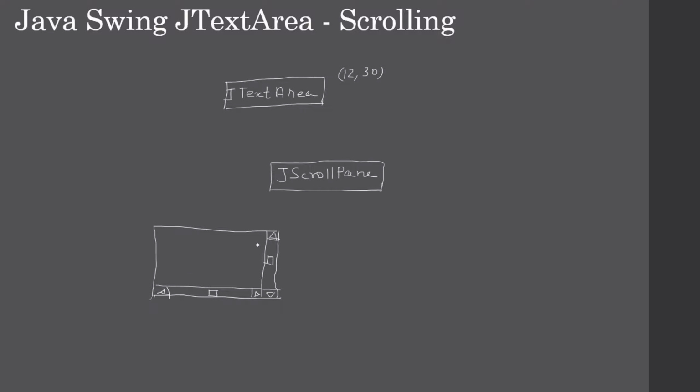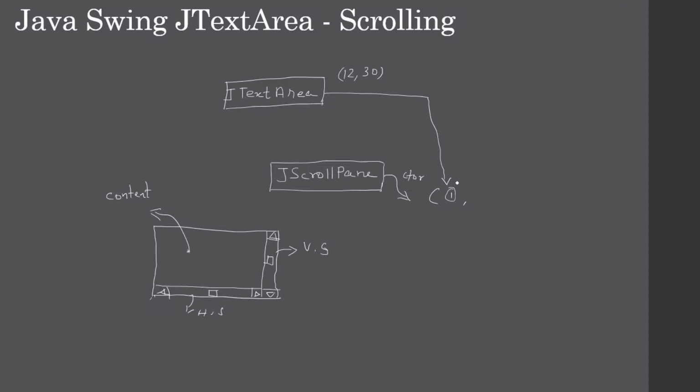So the duty of the JScrollPane is to provide scrolling support using the horizontal as well as vertical scroll bars. So this will be the content that needs to be scrolled. What we have to do is construct the JScrollPane, and to the constructor we can pass our JTextArea, which we already created.